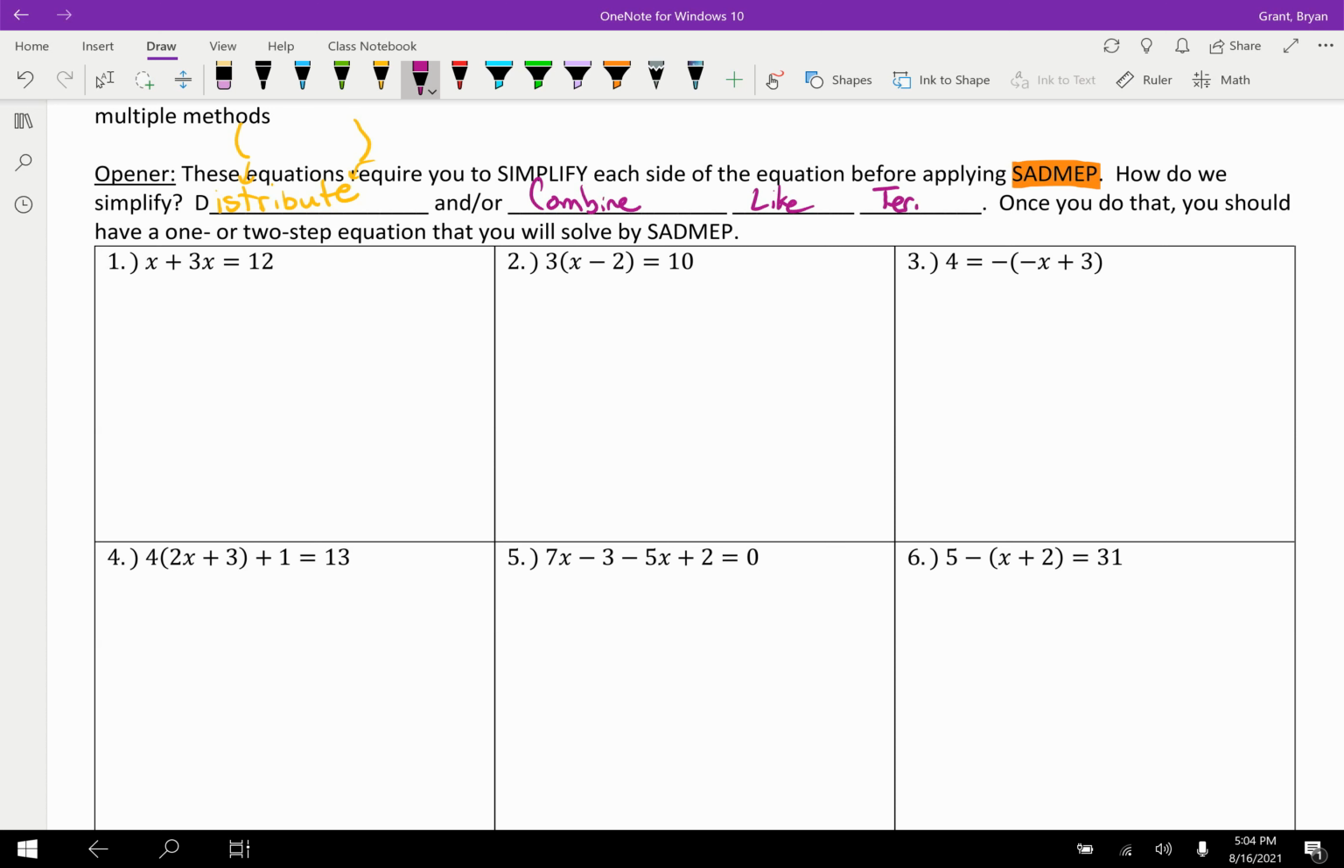I like to do them in this order as well. I like to try distributing first. I'll put a little 1 next to it, and then combining like terms second. Now we won't have to do both of these every time. We may not have to do either of them. Last class we didn't do either, but sometimes you may do both, sometimes maybe just one.